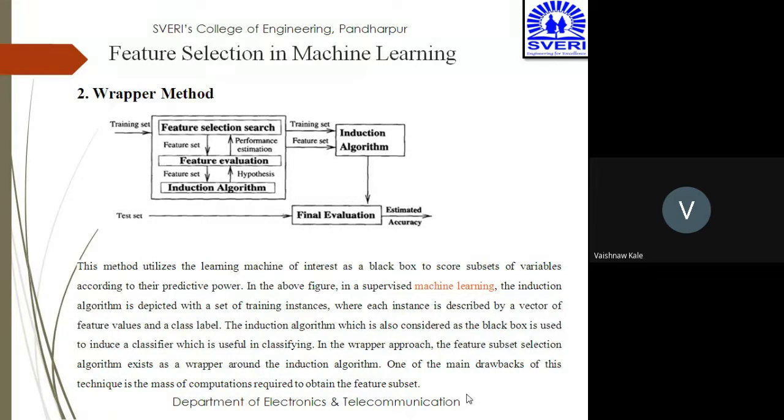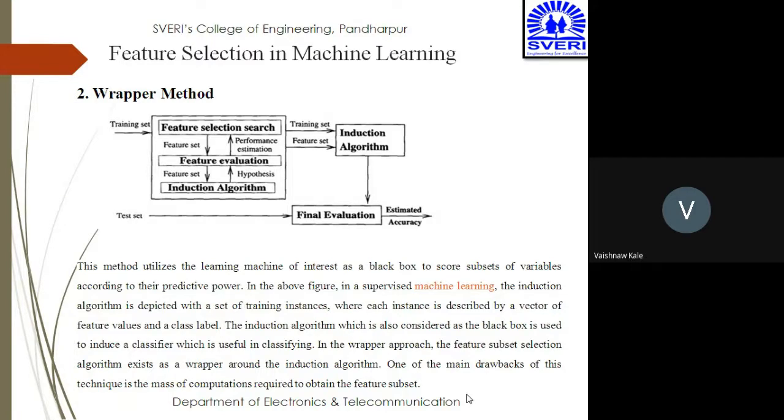Similarly, you can see that the induction program is given to the feature evaluation and then back to the search. There will be a performance estimation कि भाई हमने जो सर्च किया था, वो जो फीचर सेलेक्ट किए थे, क्या वो हमारे काम में आते हैं या नहीं. So now you will have two outputs from this. One is a training set and the other one is a feature set. This training set and feature set will be given to the induction algorithm, which will be given to the final evaluation. Now, while doing the final evaluation, you can test it with the test set, and then you can estimate the accuracy. This is how the wrapper method works.